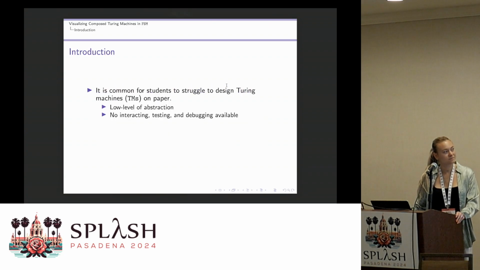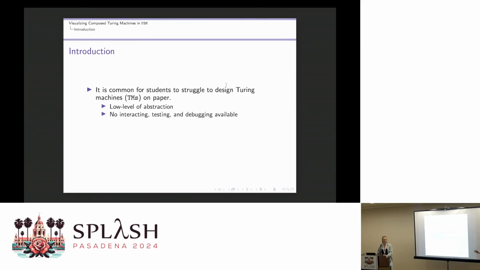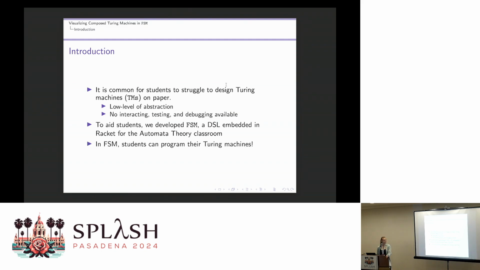I can imagine that a lot of you taught Automata Theory class or took it in college, and you all know that it's very common for students to struggle to design Turing machines using pencil and paper. This is mostly because of the low levels of abstraction that they encounter, with basically no interacting, testing, or debugging available to them. So to aid students, we developed FSM, a domain-specific language embedded in Racket, in which they can design, implement, and test state machines, regular expressions, grammars, and Turing machines.